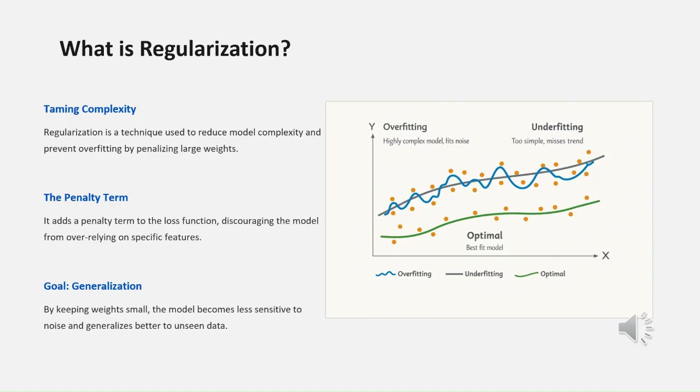So regularization is a technique we use to reduce model complexity and prevent overfitting by penalizing large weights. It adds a penalty term to the loss function, and it discourages the model from over-relying on specific features. Our goal is to have a model that is generalized, neither overfitting nor underfitting.